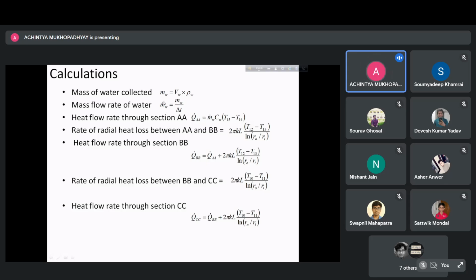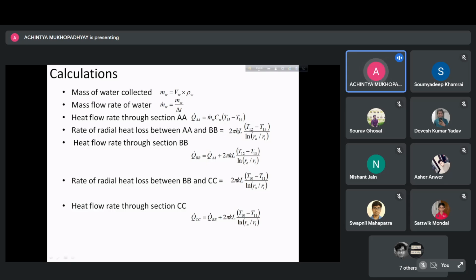Then the heat flow rate through section A would be m dot w times cw times delta tw. That means how much temperature rise is taking place, multiplied by the thermal mass flow rate of water times the specific heat. So that gives you the heat flow rate through section AA.